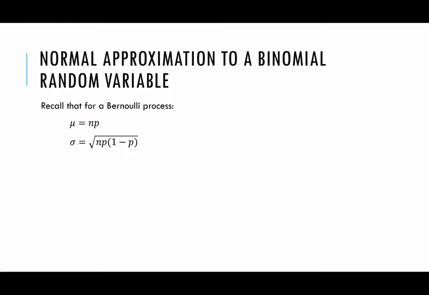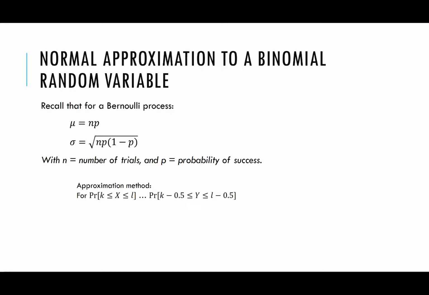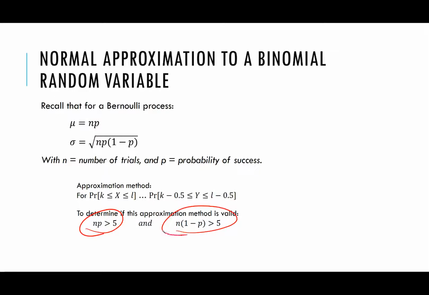Our standard deviation is this formula. We didn't really talk about standard deviation in 4.2, but it's brought up here. Remember, n is your number of trials, and p is your probability of success. So let's look at an example. By the way, this method only works if n times p is greater than 5 and if n times 1 minus p is greater than 5. Don't ask me why, but just take that with a grain of salt for a second, okay?